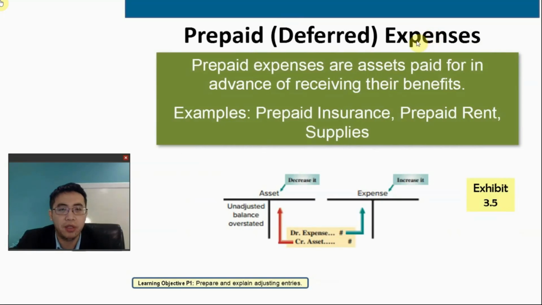So prepaid expenses are assets paid for in advance of receiving their benefits, like prepaid insurance, prepaid rent, and prepaid supplies. If you have a rent of $100 per month, you can pay $1,200 all at the beginning of the year to cover the next 12 months. And that will be treated as an asset. And under the assets part, you have this increase of prepaid.